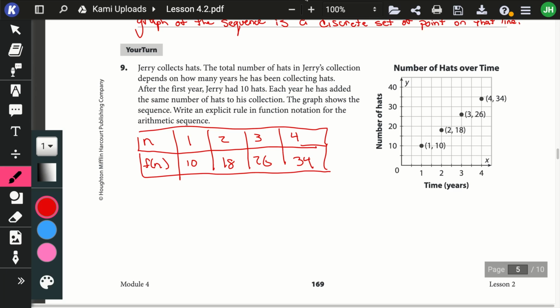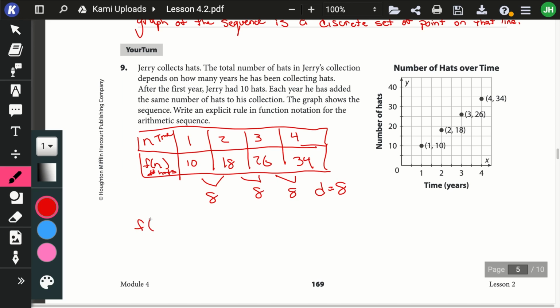So what do we do now? We want to find the common difference, right? Because here, n is time in years, and this is the number of hats, right? So what's the common difference? 18 minus 10 is 8. 26 minus 18 is 8. 34 minus 26 is 8. d equals 8. So let's write this out.